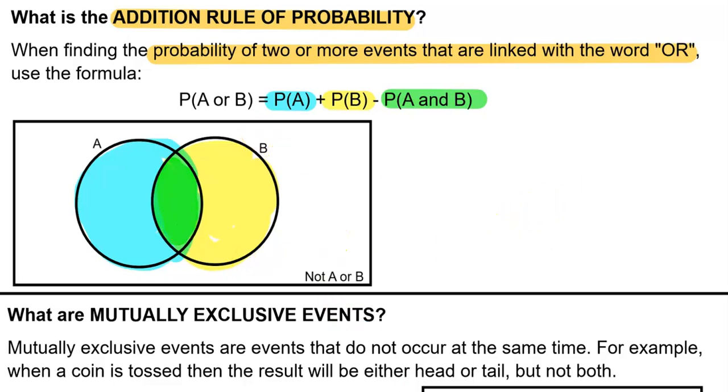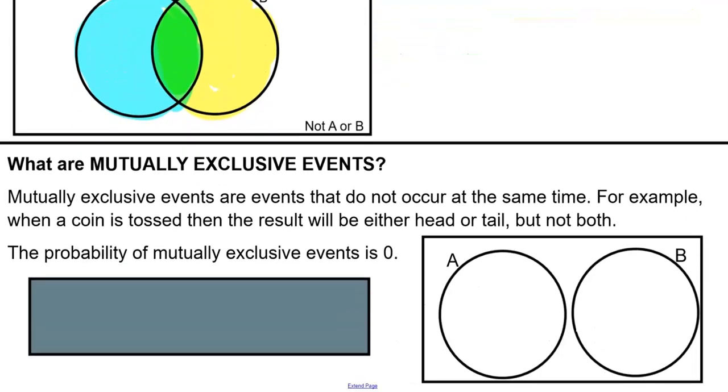So for A or B, you're going to take everybody in circle A, add it to everybody in circle B, and if they overlap, subtract the overlap. So one group plus the other group minus any overlap. Well, what if they don't have an overlap? Well, that's what we call mutually exclusive.